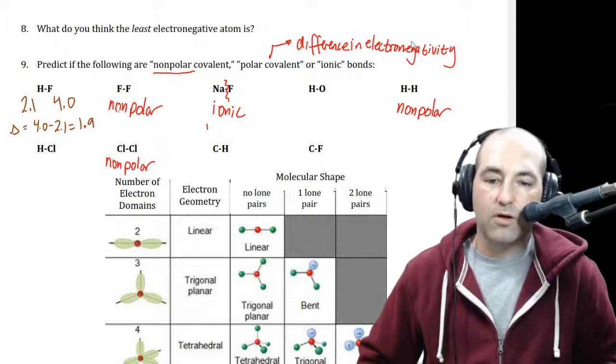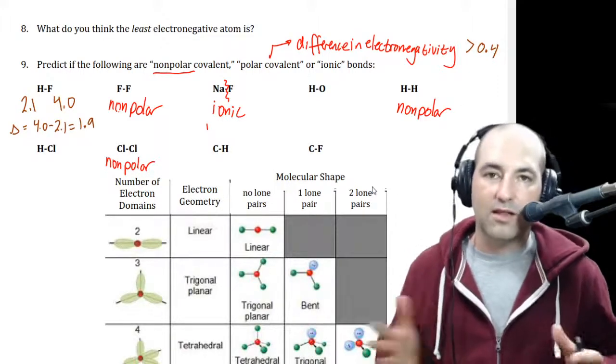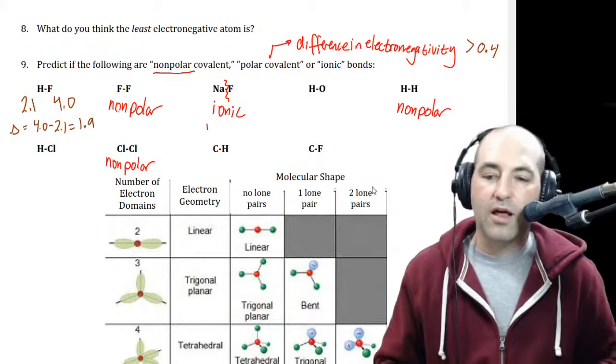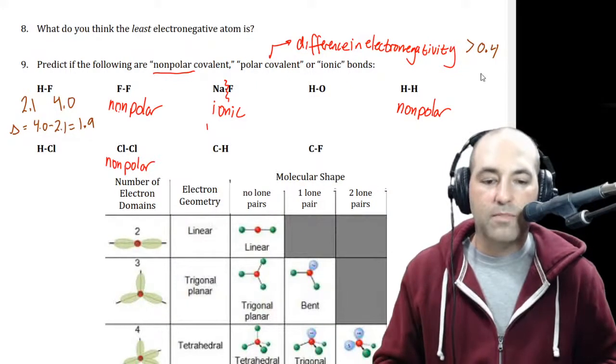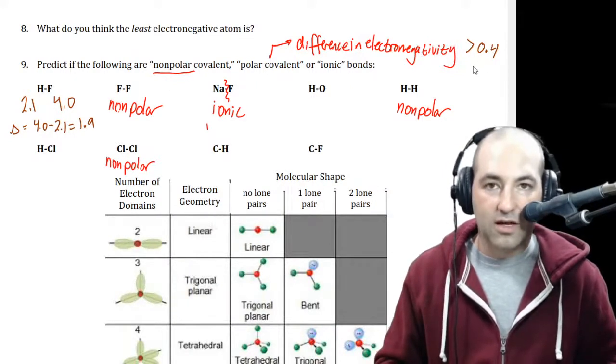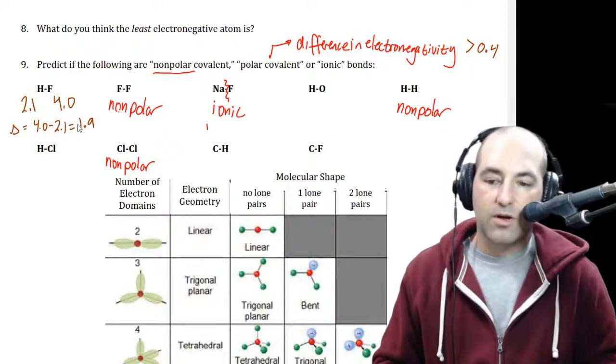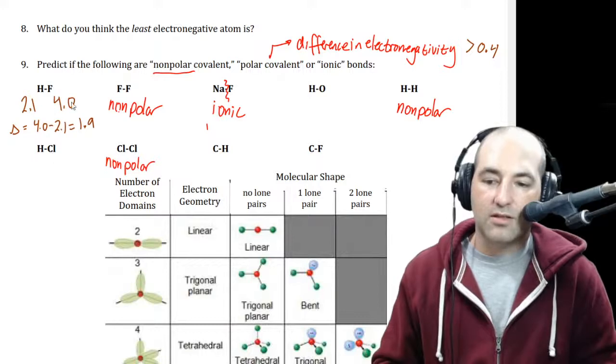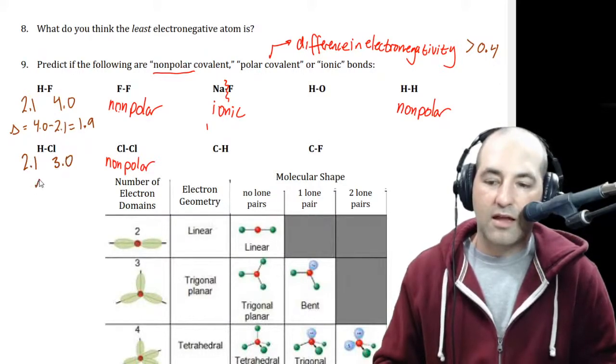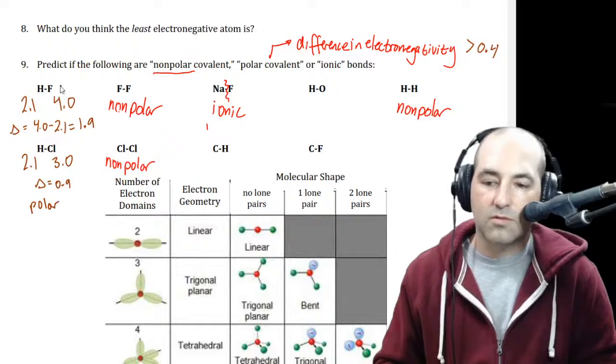Generally, we say things are polar when the difference in electronegativity is more than 0.4. That's kind of a rule of thumb. There's not an exact line, but generally things with a bigger difference than that act like polar bonds, and with a lower difference don't. So this one's 1.9. Cl instead of 4 is 3, so we've got 2.1 versus 3. That difference is 0.9, so that's still polar.